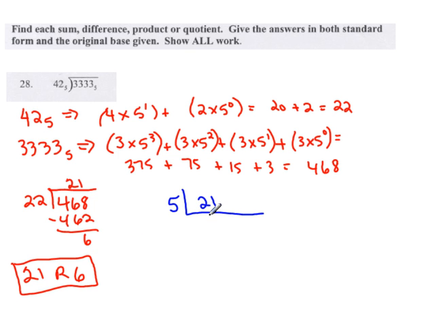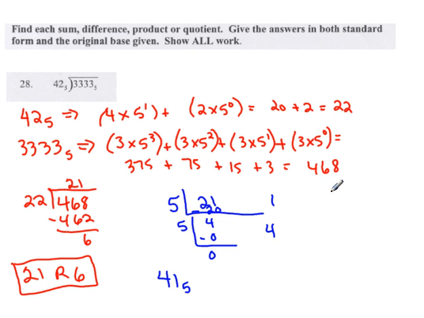So 5 into 21 goes 4 times. 5 times 4 is 20, remainder 1. 5 into 4 goes 0 times. 5 times 0 is 0, remainder 4. So that first one is 41, base 5.